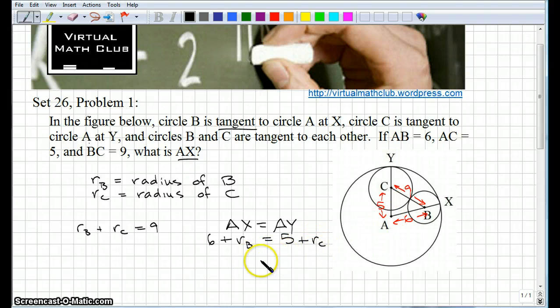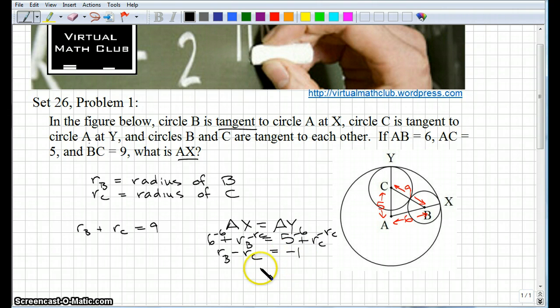I can rearrange this and put all the variables on one side. So I'm going to subtract RC from both sides to preserve the equality, because if I do the same thing to both sides, then it's still equal. And let's subtract 6 from both sides. I want it to look like this equation, where I've got RB plus RC is 9. So let's subtract 6 and get all the constant terms on the right and the variables on the left, and then I'll end up with RB minus RC is equal to 5 minus 6, which is negative 1.